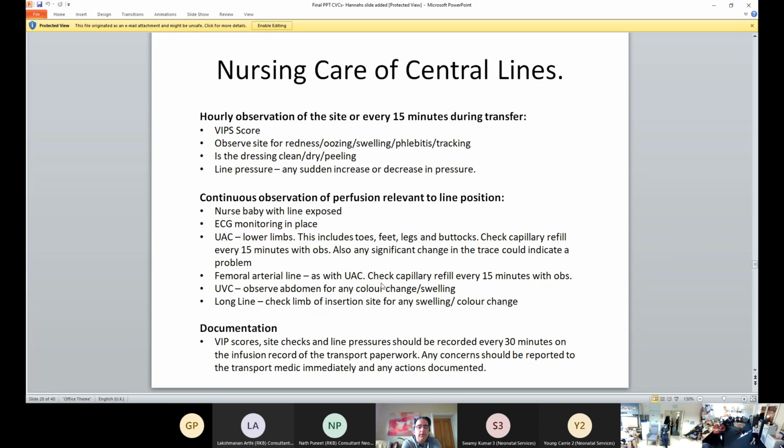Ensure that for a UAC, you're continuously observing the lower limbs. So make sure you're looking at the toes, feet, legs and buttocks, checking the capillary refill, and making sure that if there is any change in the trace, so if you can't get a blood pressure reading or the trace is looking different, that you check your lines. For venous lines, you need to be looking at the abdomen and the legs as well.